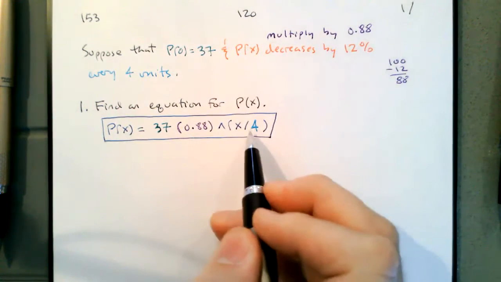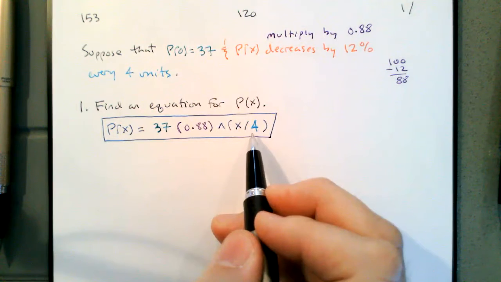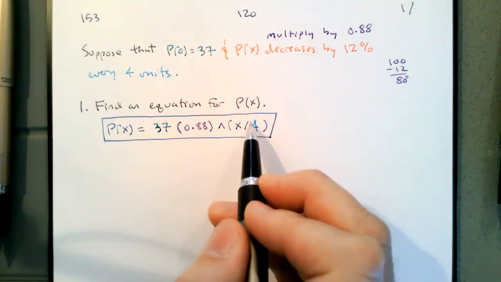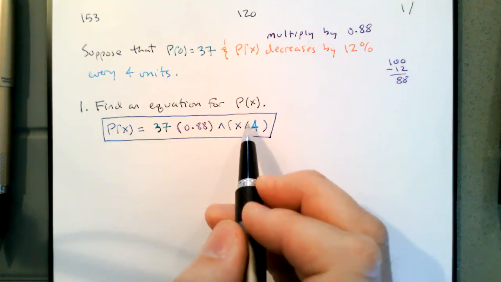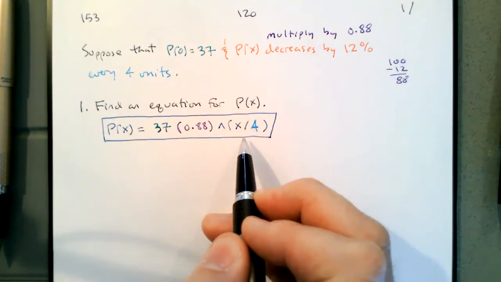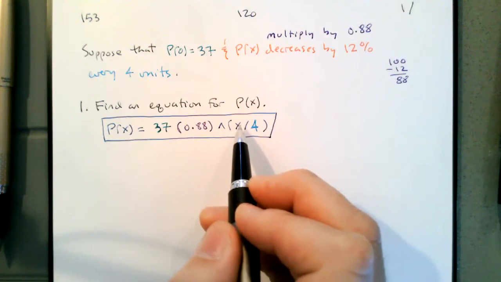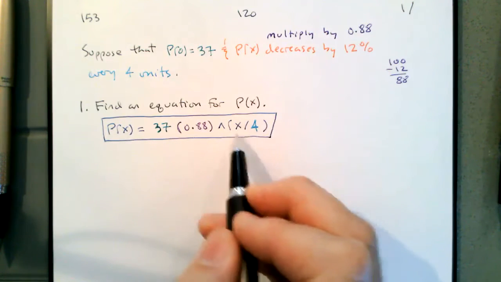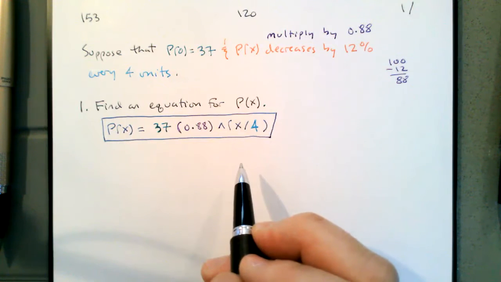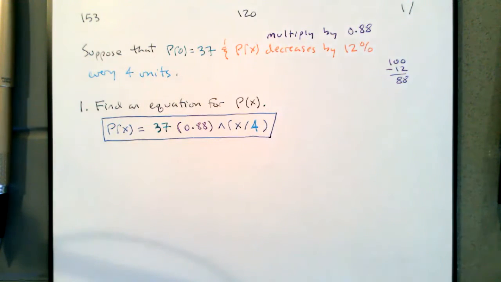So remember how the exponent works. X over 4 is going to count the multiples of 4. When x is 0, we've multiplied by 0.88 0 times. When x is 4, we've multiplied by 0.88 1 time. When x is 8, we've multiplied by 0.88 2 times. 8 divided by 4 is 2, and so on. So that's one way we can write an equation for p of x.